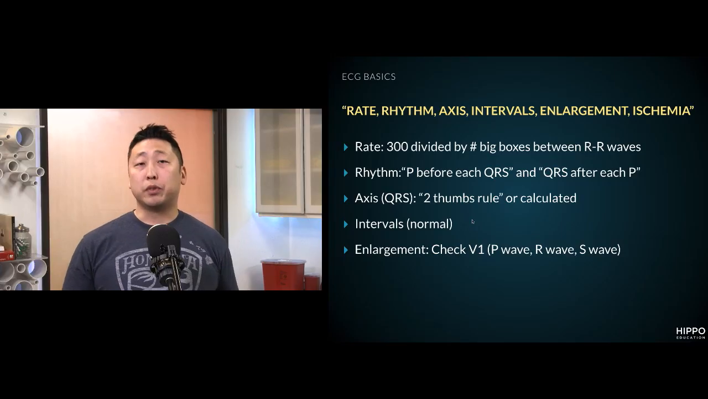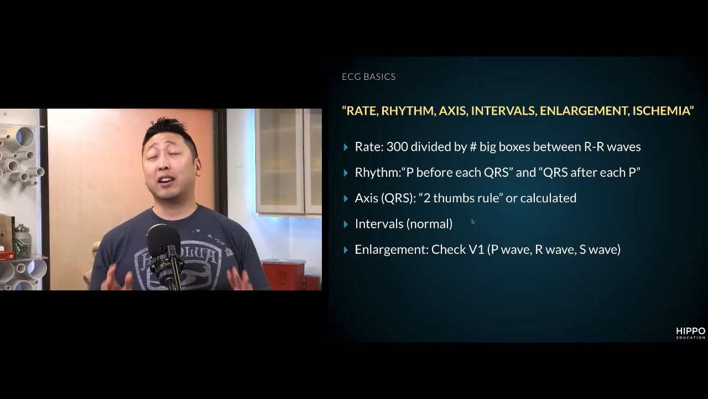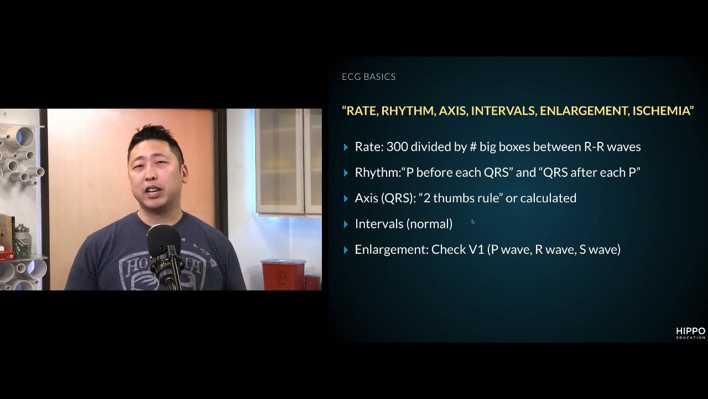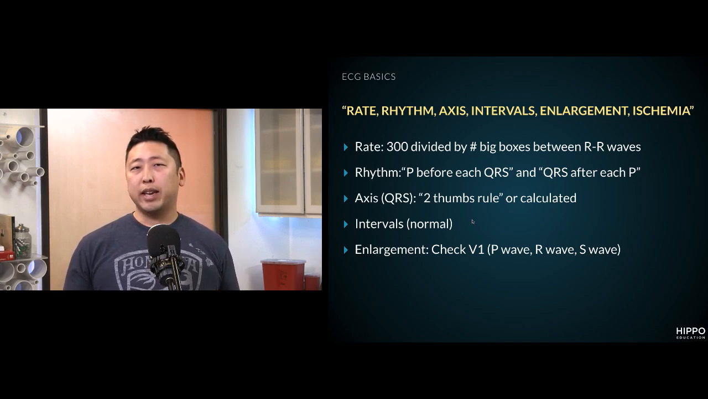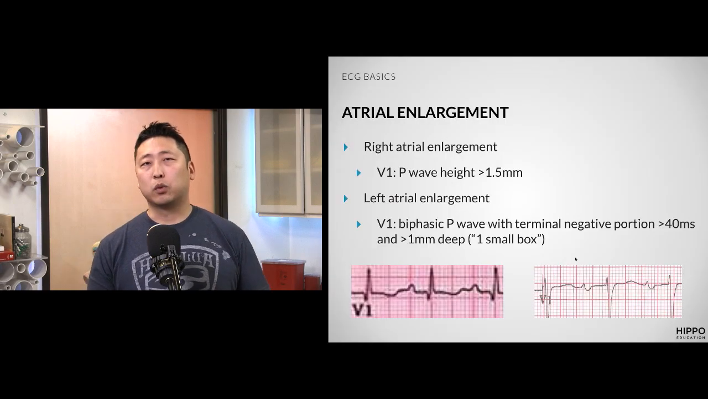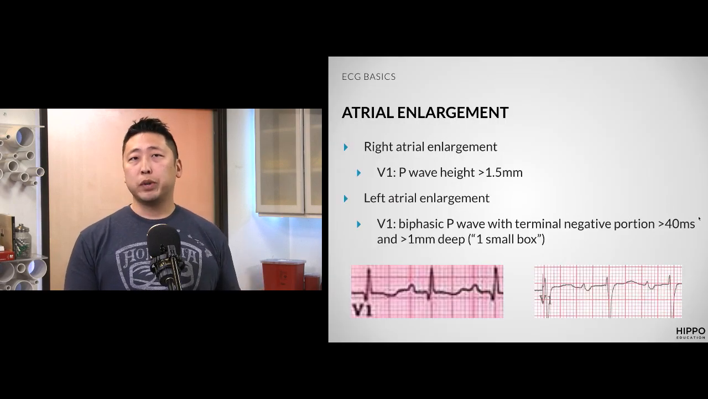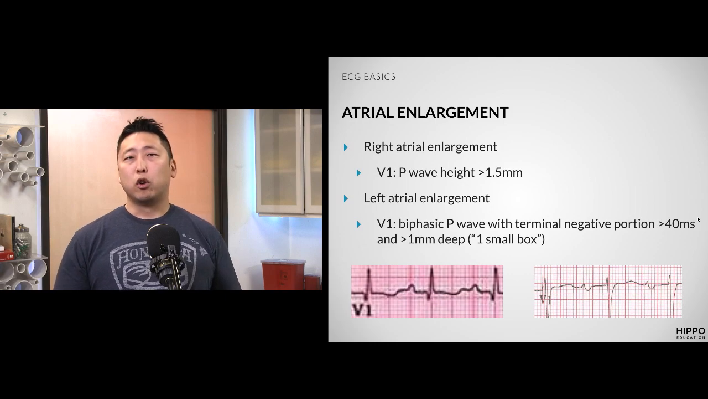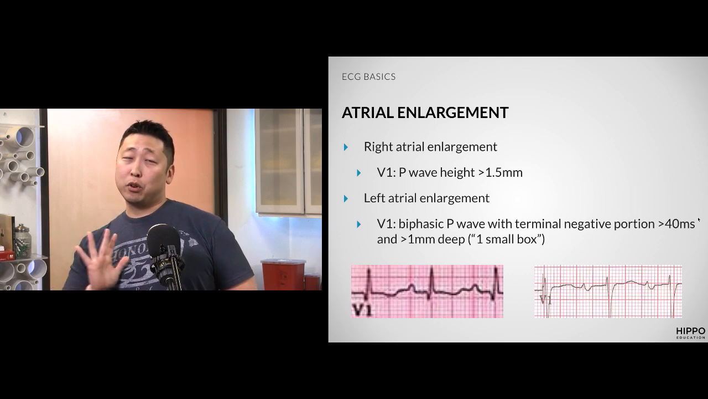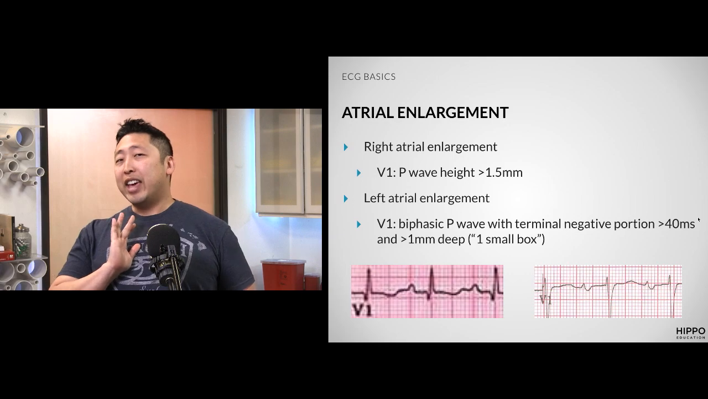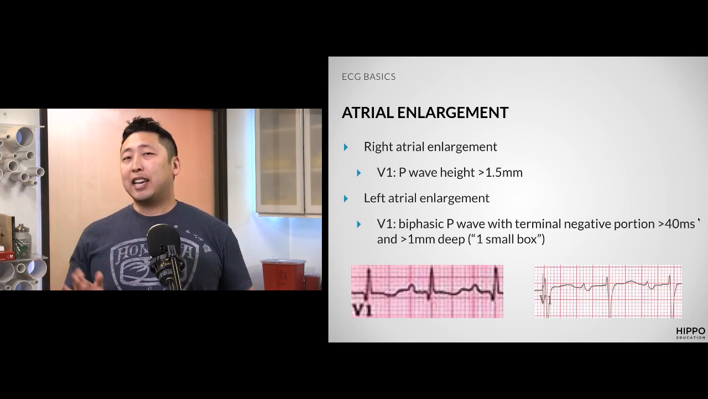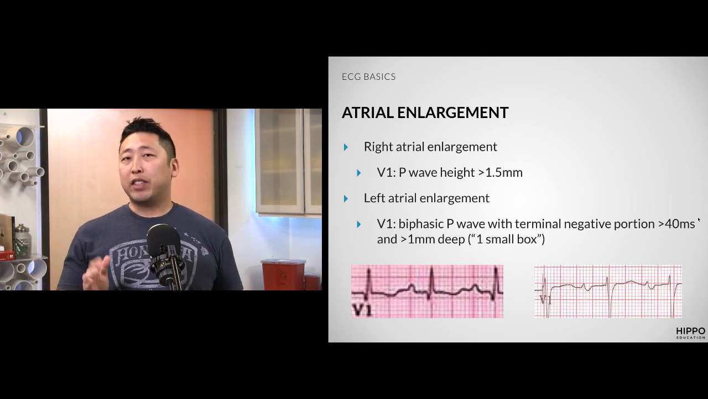Now, when you talk about enlargement, there are a lot of criteria. I often have to look it up myself just to verify it. But the easiest way is look at lead V1. You look at the P wave, the R wave, and the S wave. When you talk about atrial enlargement, right atria and left atria, remember with V1, that's the right side of the precordial leads, right? So if you have enlargement of the atrium on the right, the P wave height or amplitude will be greater than 1.5 millimeters.